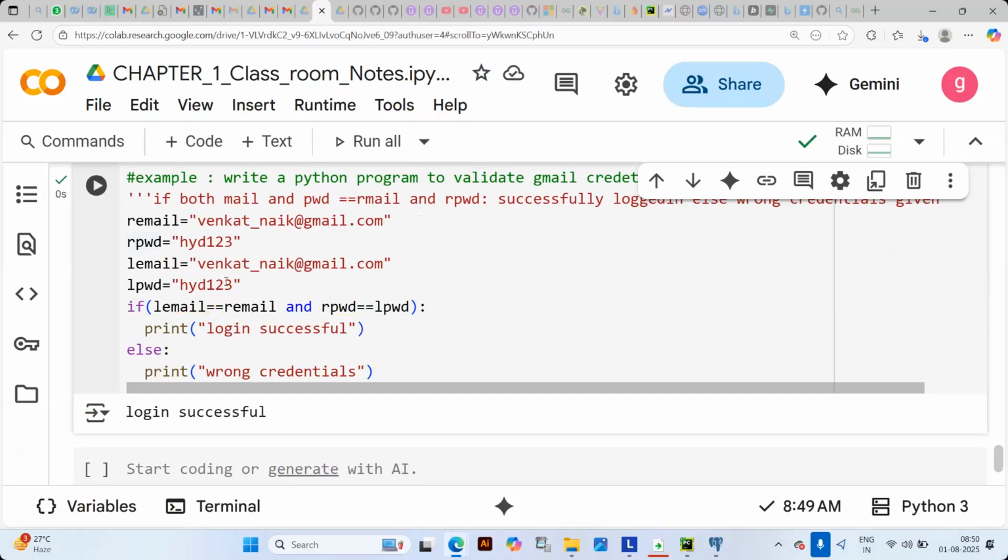Let us see now. I'll give a wrong password. Now the registration time password is this, but the login time password is this. Obviously this condition fails, though this condition is true. Since any one condition became false, it will go to the else part. Let us execute now. Wrong credentials given. Are you clear, everybody?